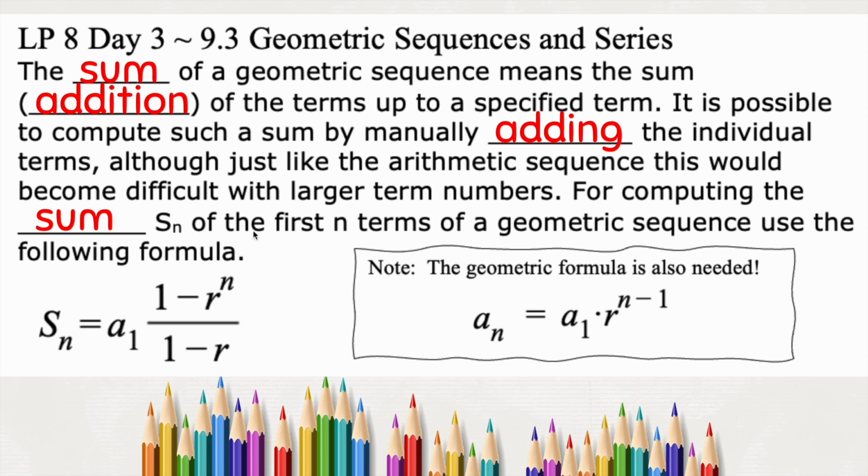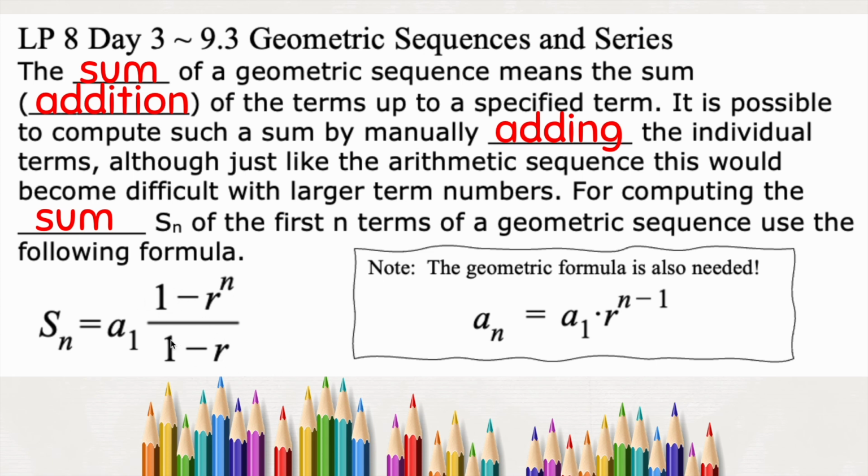So for computing the sum, which is Sn, that's the variable we use for it, of the first n terms of a geometric sequence, we use the following formula. So we can see Sn here, so that's the sum, equals the first term, that's what A1 stands for, and then we have that multiplied by this fraction here. So the top of the fraction, the numerator, we have 1 minus the common ratio raised to the nth power, and remember n is our term number that we're looking to end on. And then we're going to divide that by 1 minus the common ratio. And remember, the common ratio, that's just the number that we multiply or divide by each time to go from term number to term number.